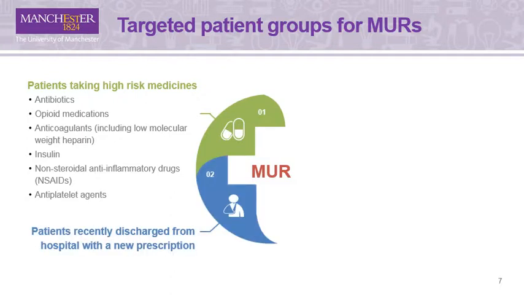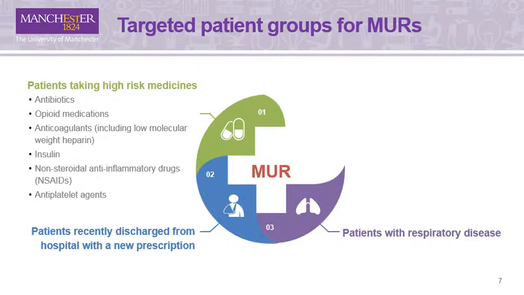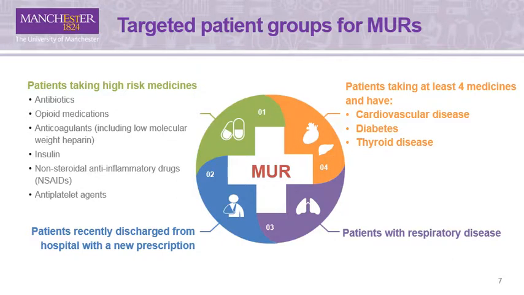Another targeted group are patients recently discharged from hospital whose prescription was changed. Ideally, patients discharged from hospital will receive an MUR within 4 weeks of discharge, but in certain circumstances, the MUR can take place within 8 weeks. Patients with respiratory disease, such as asthma, are also targeted, as well as patients at risk or diagnosed with cardiovascular disease and regularly being prescribed at least 4 medicines.